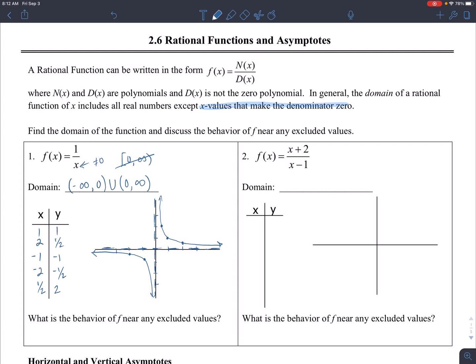What is the behavior of f near any excluded values? Well, the graph curves to the x and to the y-axis. We're going to go ahead and do that again on number 2. So we're going to make sure that we don't include any value that would make that 0. So we're not going to include 1, but we could include 0 and 2 and 3 and 4 and -1, -2, and -3. So as we plug each of those in, we'll get our y values.